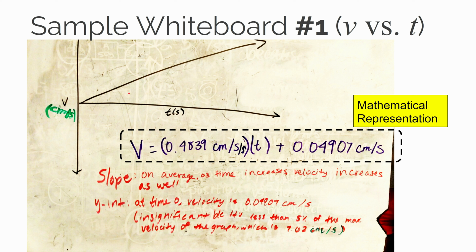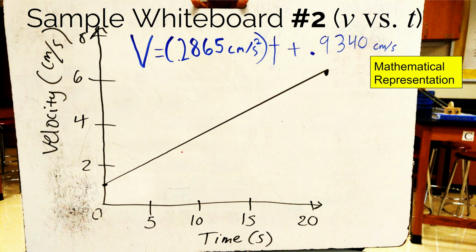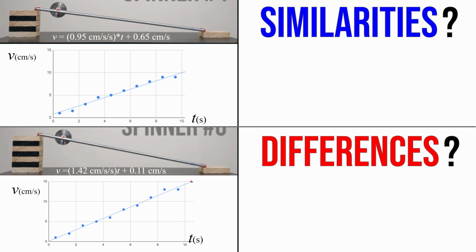The velocity versus time graph, resulting equation. Here's another group, their same linear graph and resulting equation. These two velocity versus time graphs and equations are pretty representative of the data we saw in our conclusion discussion.